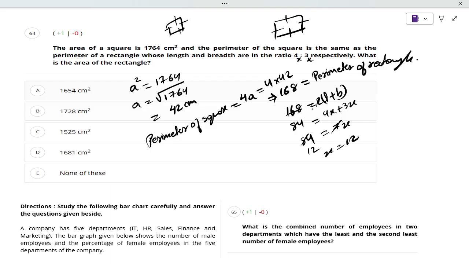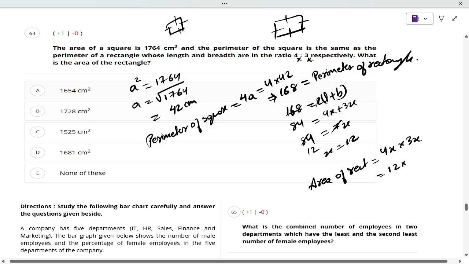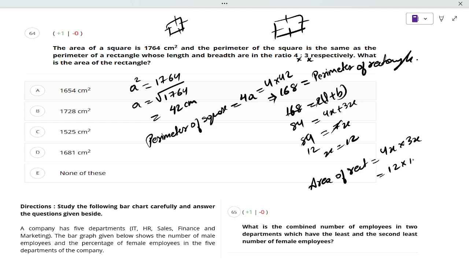They're asking us to find the area of the rectangle. Area of the rectangle is nothing but length times breadth, which is 4x into 3x. So 4 times 3 is 12, and x into x is x squared. So 12 times 12 squared, because we got the value of x as 12. So 12 squared is 144. Now if we multiply it, 12 times 144, 2 times 4 is 8, right? So the last digit is 8.